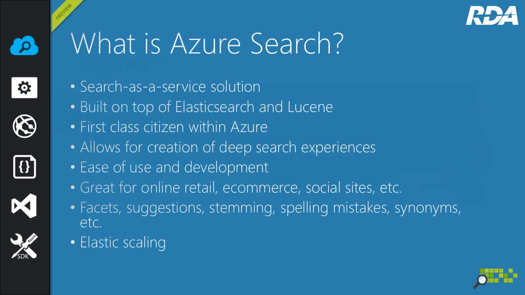So the first question is, what is Azure Search? In a nutshell, Azure Search is a search-as-a-service solution that's offered by Microsoft. It is built on top of Elasticsearch, which in turn is built on top of Lucene. It is now a first-class citizen within Azure, so that means it has all the benefits of being a first-class citizen. It's easy to find, it's easy to provision, and it has elastic capabilities there.